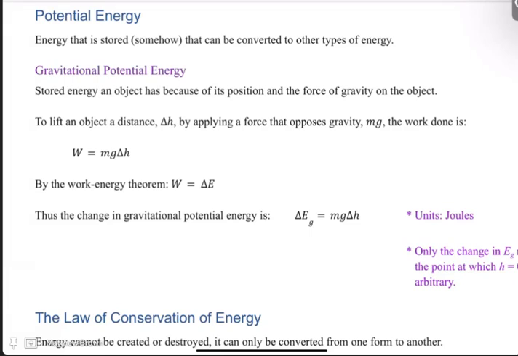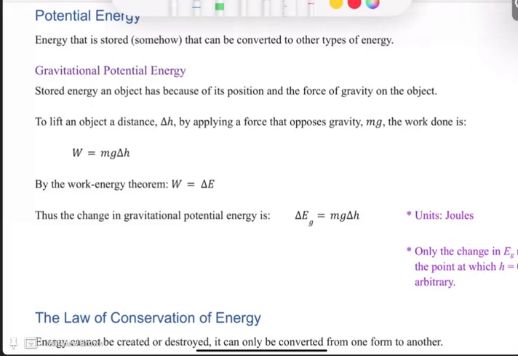To lift an object a distance delta h by applying a force that opposes gravity, and as we know, the force of gravity is just mg, the work done is mgh. So hopefully that's mostly a review. We had that equation last year.